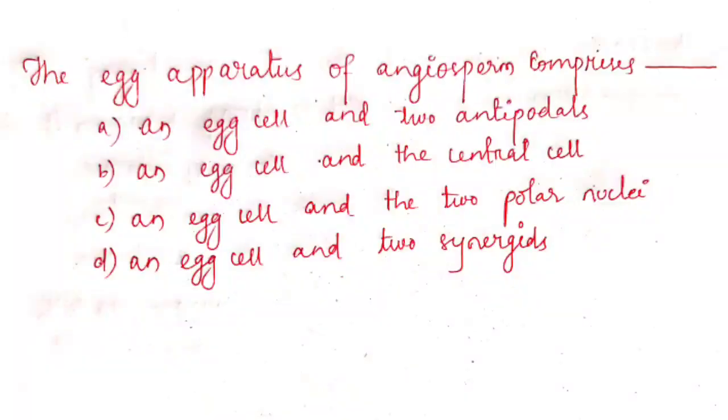The egg apparatus of angiosperm comprises dash. The options are A. An egg cell and two antipodals, B. An egg cell and the central cell, C. An egg cell and the two polar nuclei, D. An egg cell and two synergids. Dear students, please give the answer to this question after watching this video. If you are not able to give the answer, I'll give it at the end of the video.